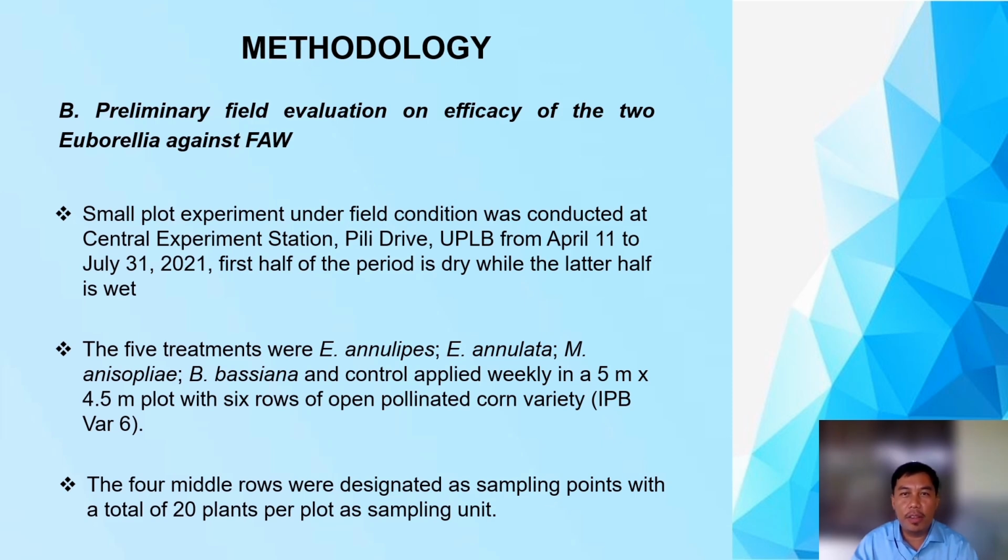First half of the period is dry while the latter half is wet. The 5 treatments were E. annulipes, E. annulata, M. anisopliae, B. bassiana, and control applied weekly in a 5 by 4.5 meter plot with 6 rows of open pollinated corn variety. The 4 middle rows were designated as sampling points with a total of 20 plants per plot as sampling unit.